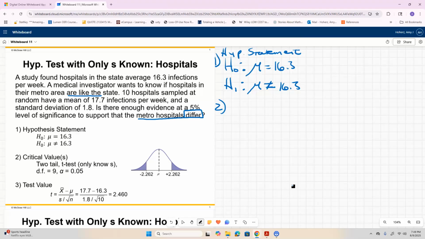Okay, so let's go to step 2. Now for step 2, we need to know what the tail is. Okay, we know it's a 2 tail. Hold on, let me write down what we're doing here before I do it. This is critical values.